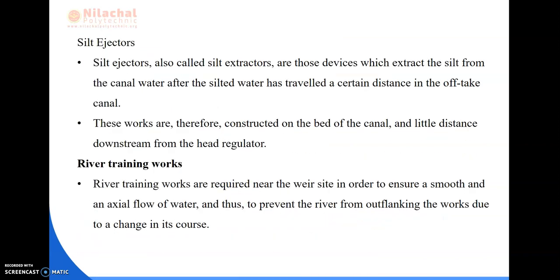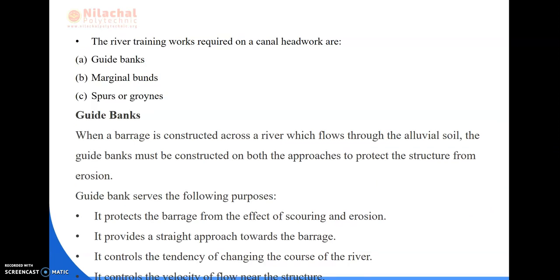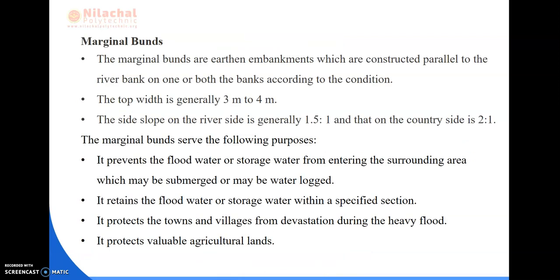So, river training works are mainly required near the weir or barrage site to ensure a smooth and axial flow of water. Okay. So, these are the three river training works that we require, that is guide bank, marginal bunds and spurs or groynes. So, guide banks are needed when the barrage is constructed across a river which flows through alluvial soil. Okay. Next is the marginal bunds. These are the earthen embankments which are constructed parallel to the river bank on one or both the banks.